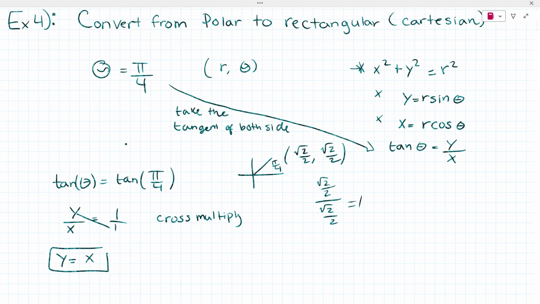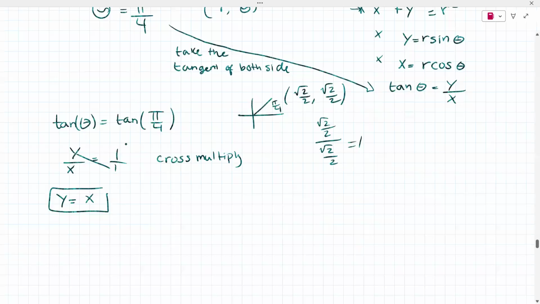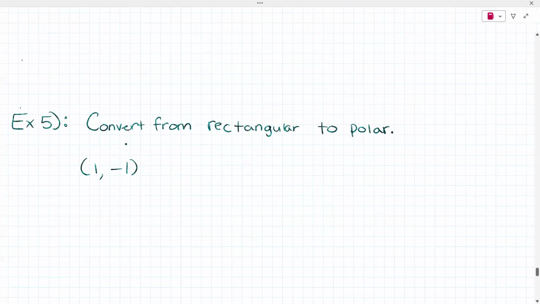Let's move on to example 5. Okay, so example 5 says convert rectangular to polar. Rectangular, so that means this is your x, this is your y, and we have to convert it to polar, which is like radius comma theta, right? So write down your formulas.